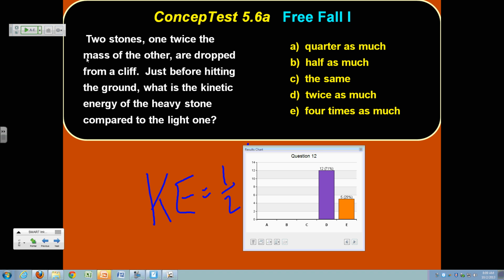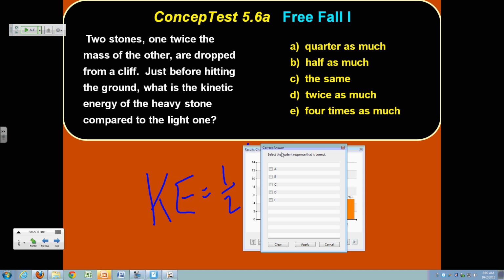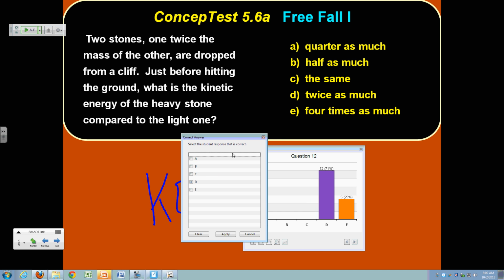All right, so the speeds are the same, right? When they get to the bottom, the speeds are the same. So the v is going to be the same for both of them. So the only thing that we're changing is the mass. All right, so that means that if you double the mass, you're going to double the kinetic energy.